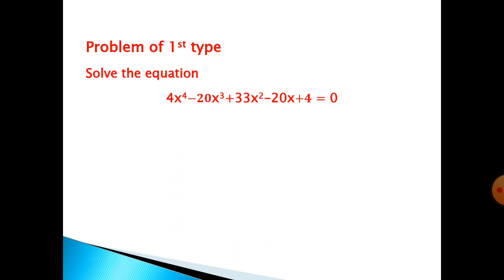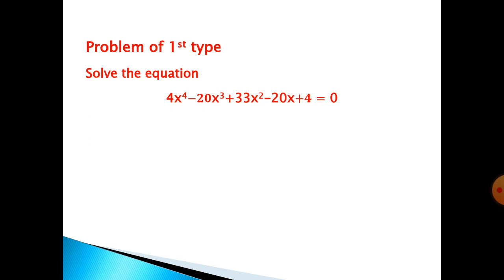Let's see a problem on the first type. Solve the equation 4x power 4 minus 20x cube plus 33x square minus 20x plus 4 is equal to 0. First, how can you tell that this equation is a reciprocal equation? Compare the first and nth term, second and n minus 1th term, and so on. If the coefficients are equal, then we can say that the given equation is a reciprocal equation. Here, the first and fifth term, second and fourth term coefficients are equal. So, it is a reciprocal equation.